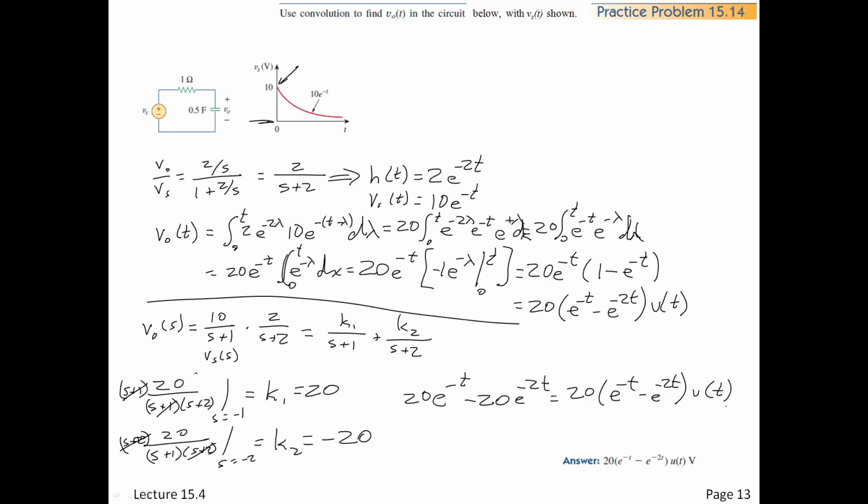I hope you can see now the ties, the back and forth between Laplace and convolution, and mathematically even some of the similarities to breaking down frequency plots a la Bode, and now transfer functions and so forth. So this will be it for chapter 5. We'll move on.